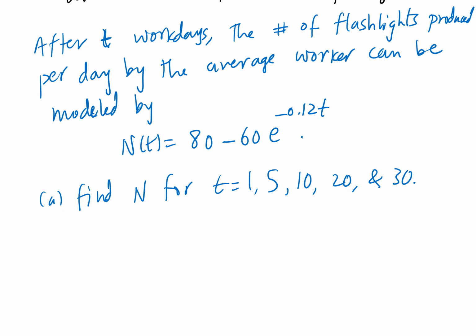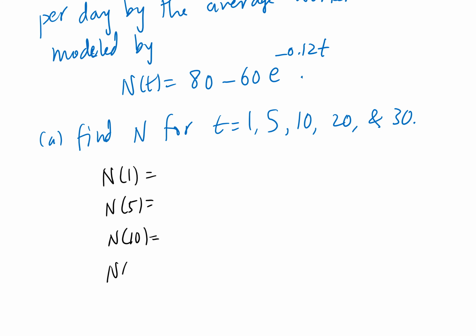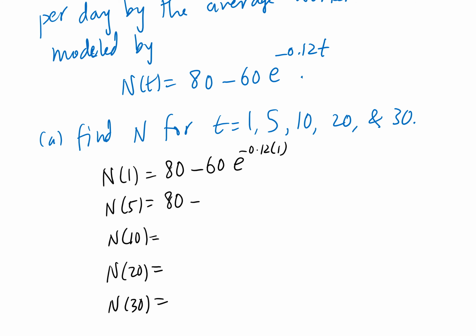So this should be a straightforward substitution, right? So you're going to need to find n of 1, n of 5, n of 10, n of 20, n of 30. So we have to substitute them in. So for the first one, 80 minus 60e to the negative 0.12 times 1. And for this one, 80 minus 60e to the negative 0.12 times 5. And we do the same thing for the rest of them. So let's calculate the first one.